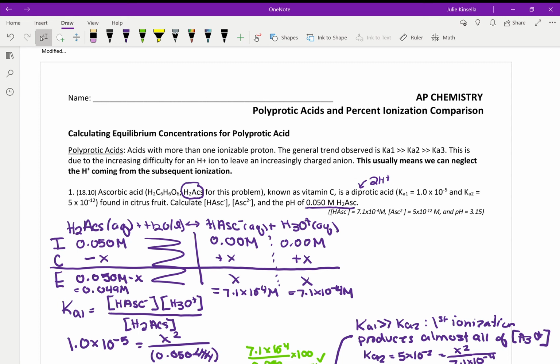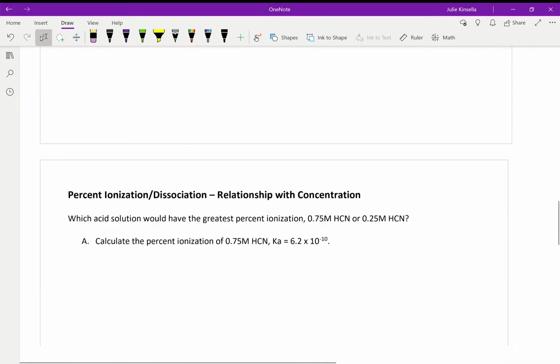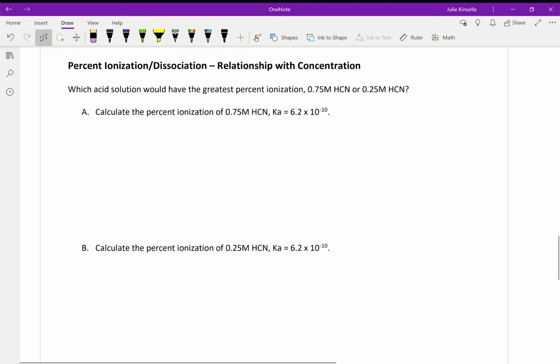Alright, we're going to continue looking at a percent ionization comparison. This follows your polyprotic acid calculations that we were just working on. It should be a little bit quicker than what we just went through.